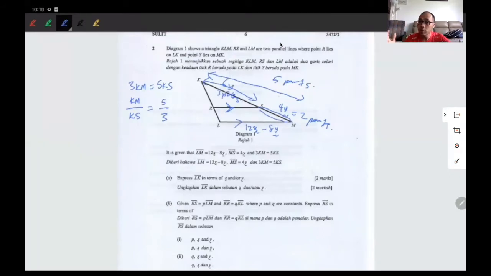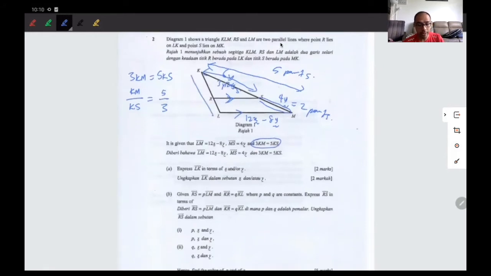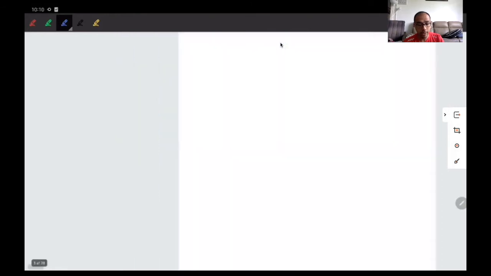This is very logical, because MS we know is 2 parts. So 2 parts is 4y, therefore 3 parts is 6y, because 1 part is just 2y. So this is a very important piece of information. It tells us KS. And so then we can do LK already, LK in terms of x and y.